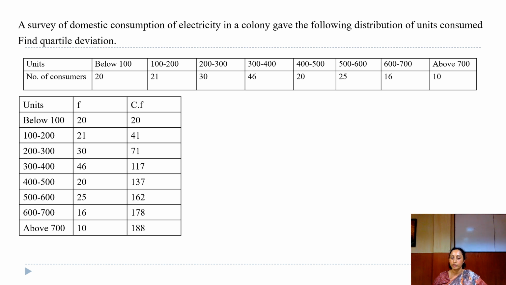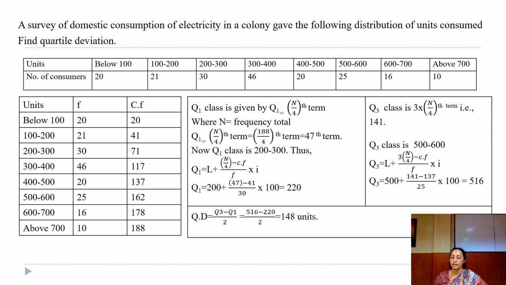Then find out the cumulative frequency as we have discussed previously. So then let us find the Q1 class by applying the formula n divided by 4, that particular term. So Q1 lies at the n divided by 4 term. So now here n is total frequency, which is 188. So 188 divided by 4, we get 47th term. So Q1 lies at 47th term. Now how to find that 47th term? Come back to cumulative frequency column. 47 lies after this 41. So therefore 200 to 300. So this class is considered to be our Q1 class. Our Q1 lies in between 200 to 300.